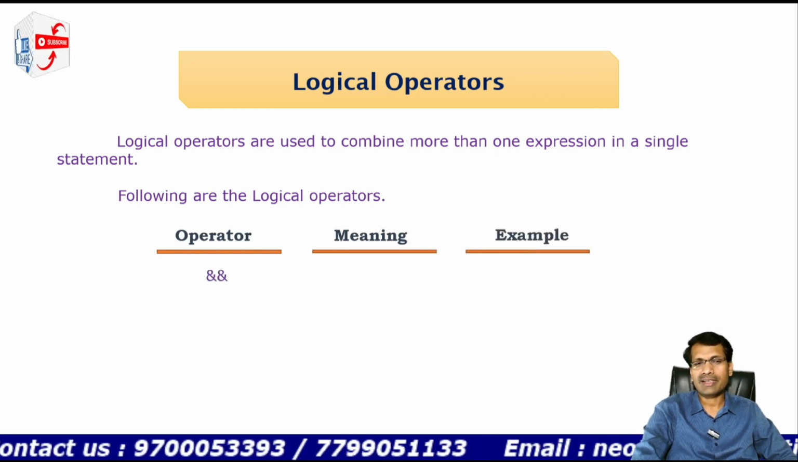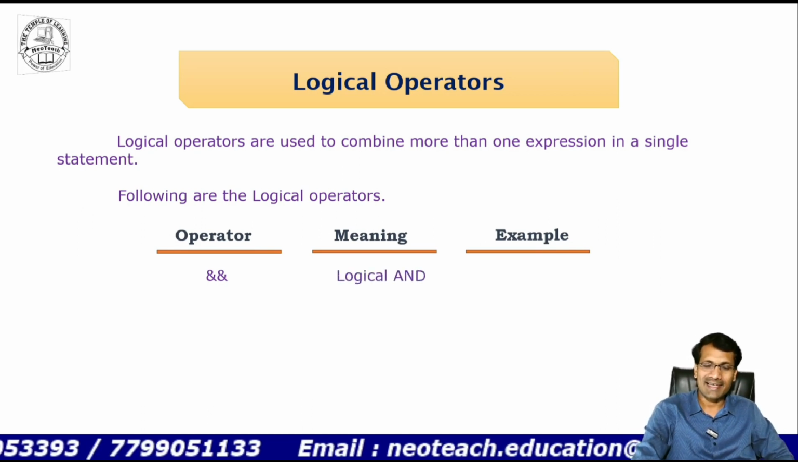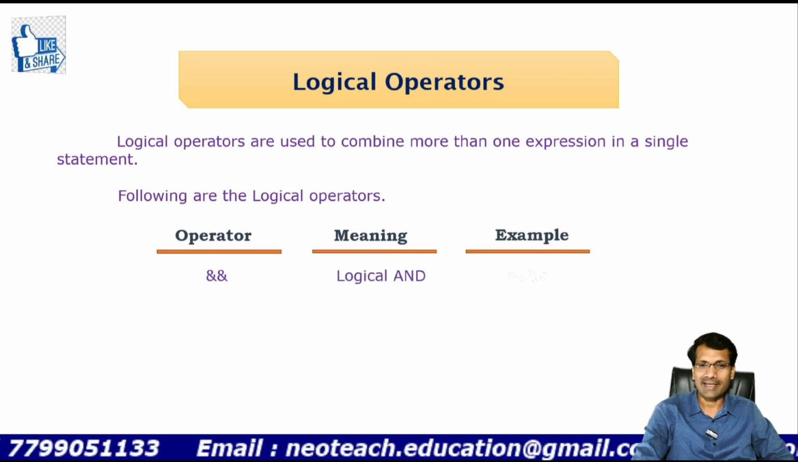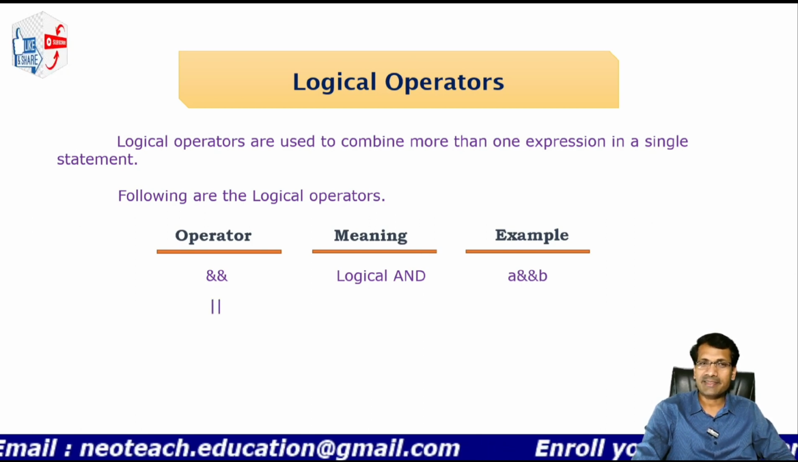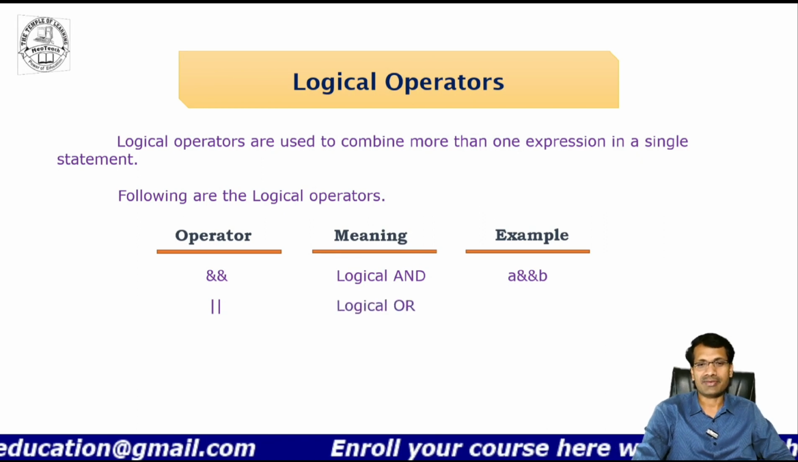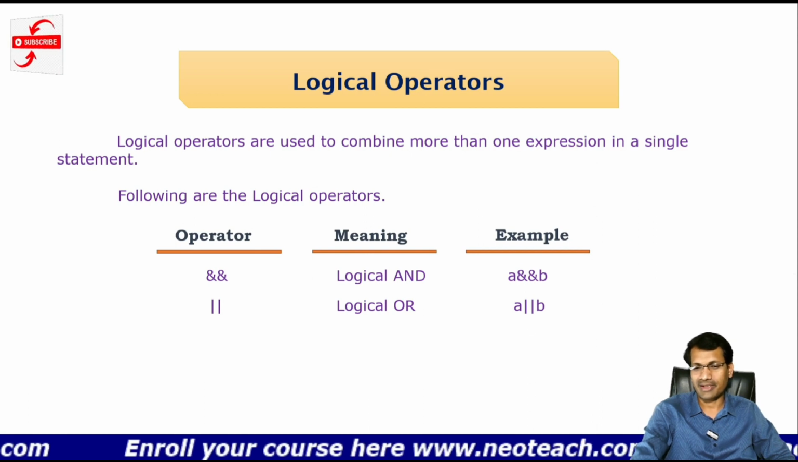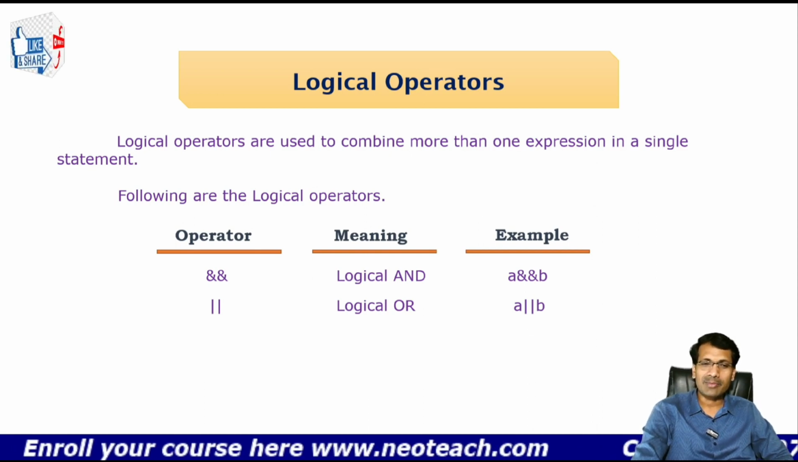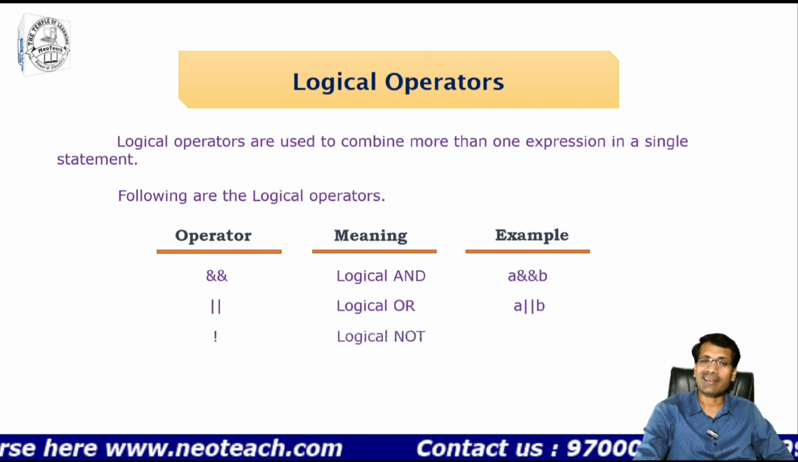So how we write it: double ampersand is considered as logical AND, A logical AND B. And the pipe symbol, two times, we use for logical OR. So this is logical OR, A logical OR B, we call it like that. And one more is there, the exclamation symbol. This is for logical NOT.